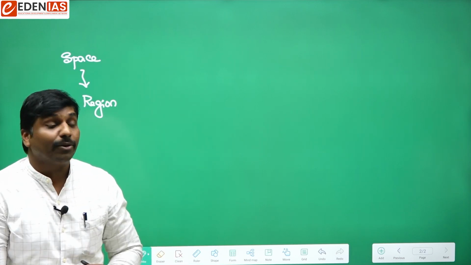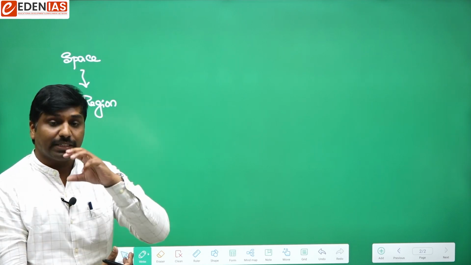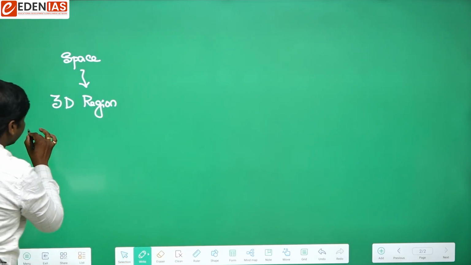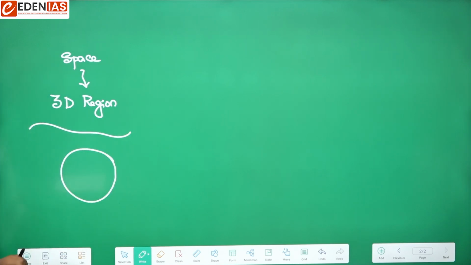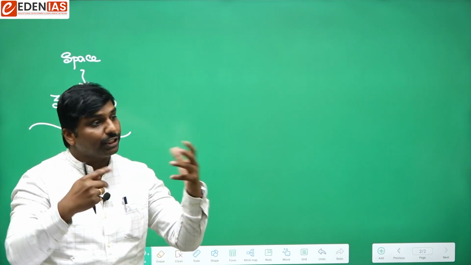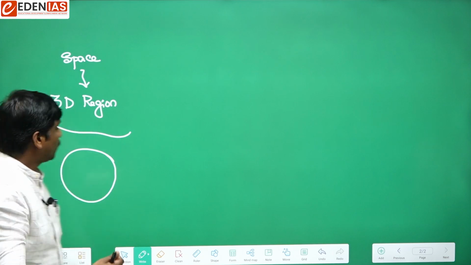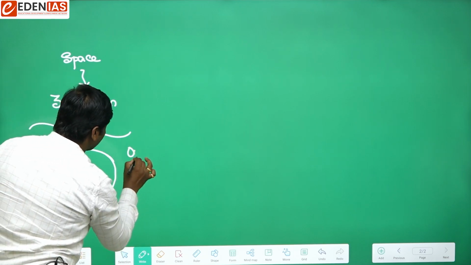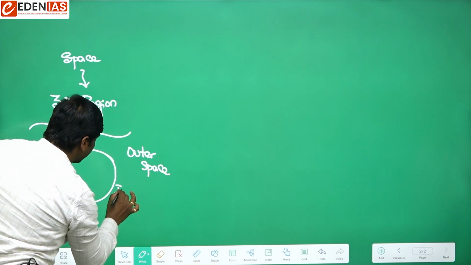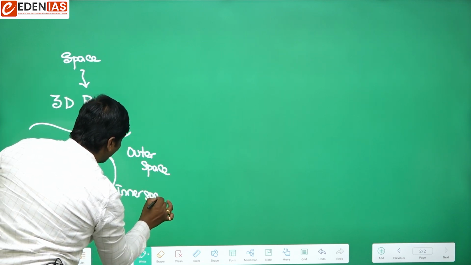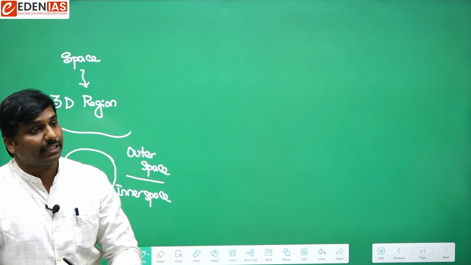Here we are going to discuss the space with respect to Earth. If this is the Earth, we can categorize the space of the Earth into two ways. So Earth space can be categorized into two ways: one would be outer space, and the other would be inner space. Outer space and inner space. So these are the two types of space that we can see with respect to Earth.